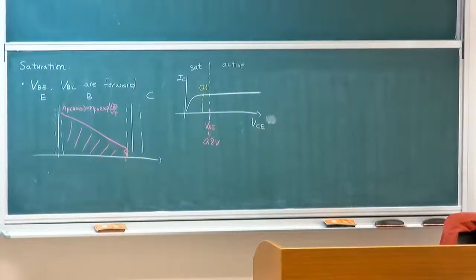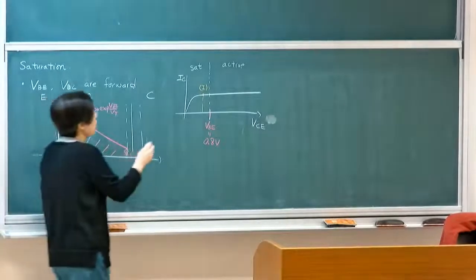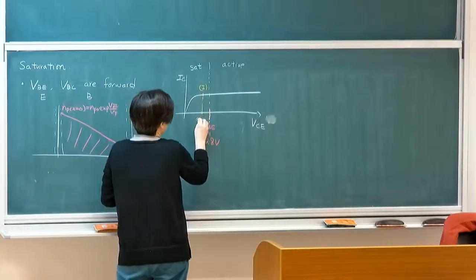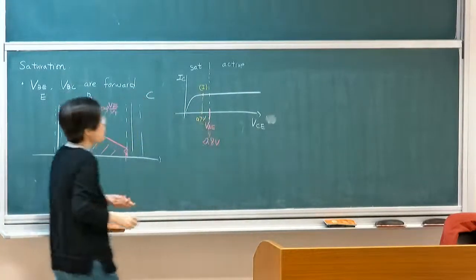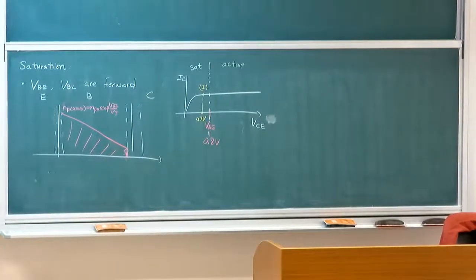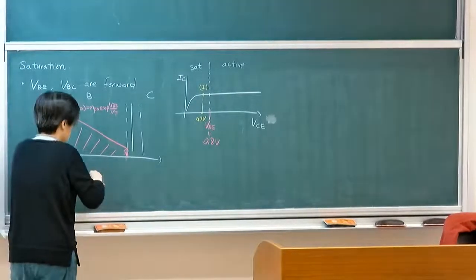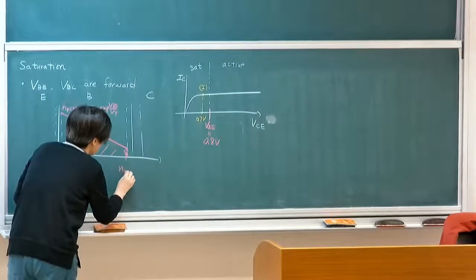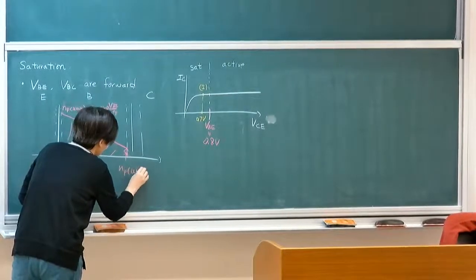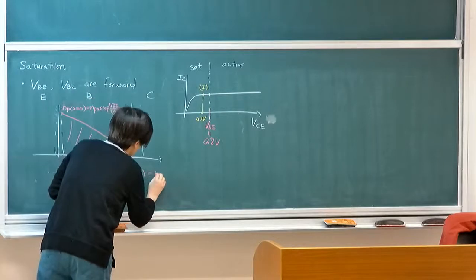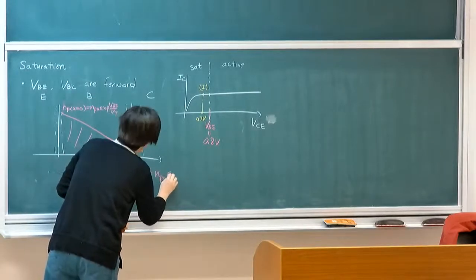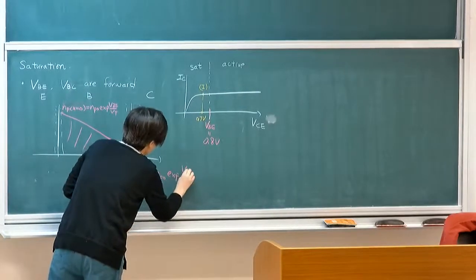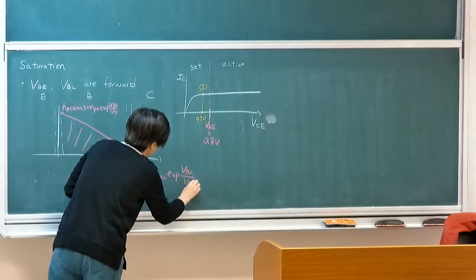But what happened is that if I'm only at 0.1, which is, for example, maybe 0.7 volt, if this is the 0.7 volt point, the way to think about this is that even though I'm raising on the right-hand side, but because of the exponential term, so this is the NP at WB. We're not considering modulation effect. So this will be NP0 exponential VBC. Okay?